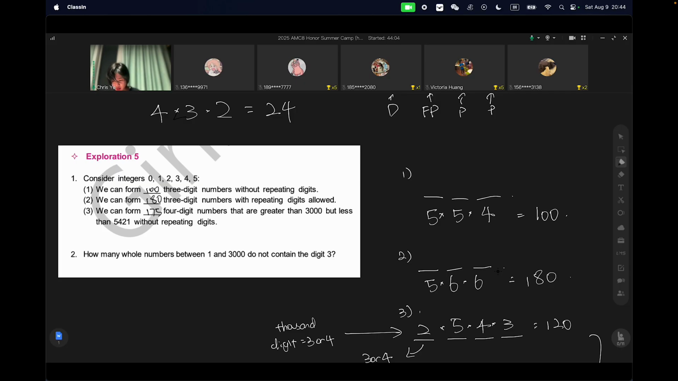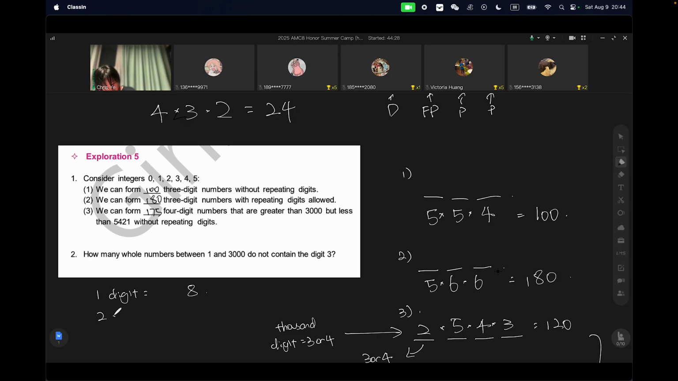If not, then let's move on to our next one. So this one asks us how many whole numbers are there between 1 and 3,000 that did not contain the digit 3. So for this one, we can try our 1-digit number, 2-digit number, 3-digit, and 4-digit numbers. So for 1 digit, there are 8, as we know.